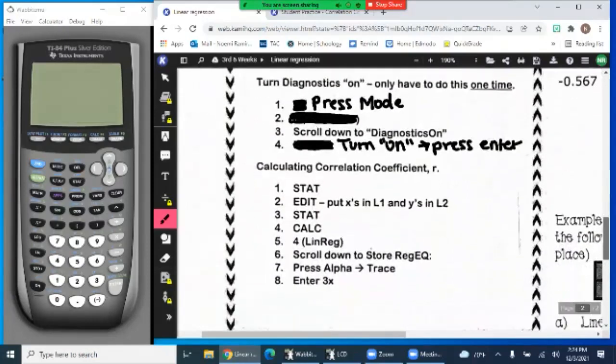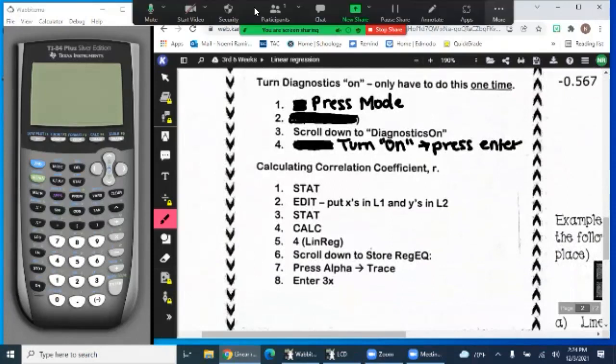Okay. We're going to press mode, go down or go up to diagnostics and then press enter. And I will show you what I'm talking about. So make sure you have your calculators ready and on. Go ahead and reset them. Okay.